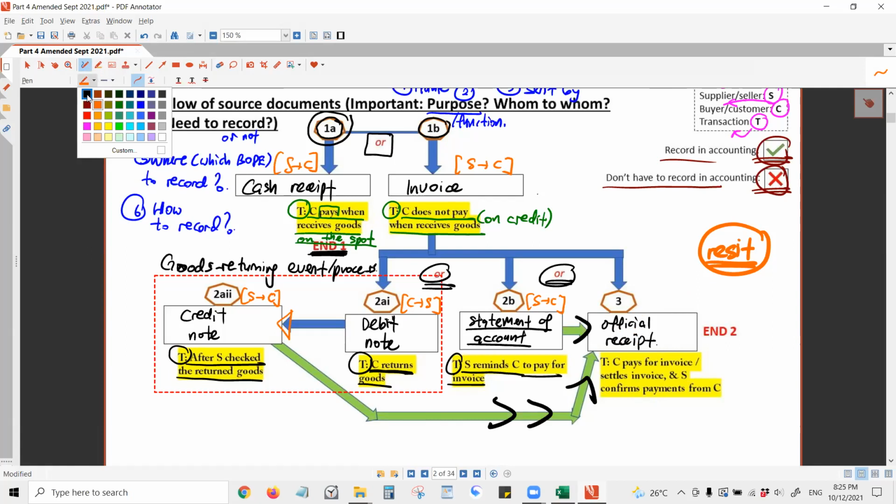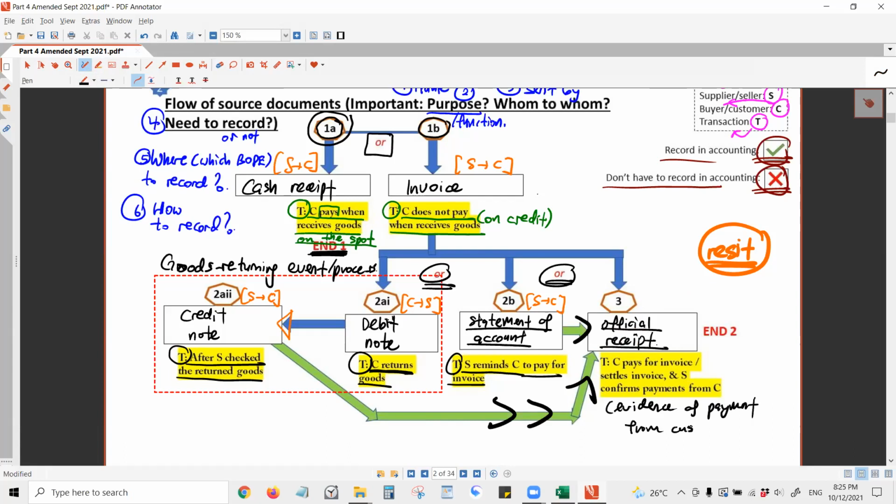When customers who owe us money settle the debt, we call it official receipt. You can also see this as the evidence of payment from customer. Sorry, I know the handwriting is not good. So you can see it's written here, C pays for invoice, or you call it settles invoice, and supplier confirms the payment from C. Acknowledge payment from C.